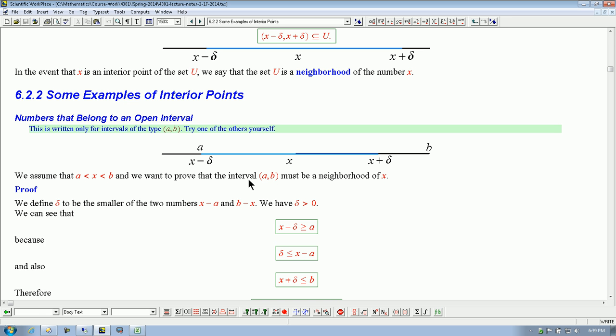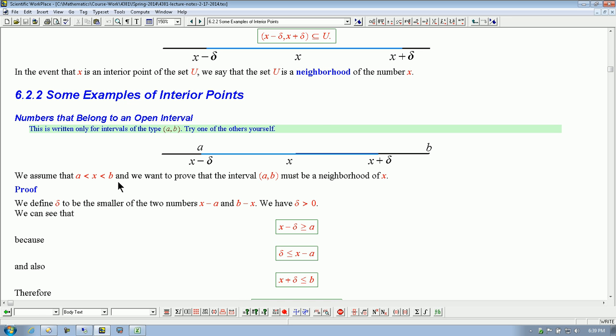When a number is an interior point of a set, the set is called a what? Begins with N. A neighborhood of the number. What does it mean when a set is a neighborhood of a number? It means that the number is an interior point. What does it actually mean? It means there exists delta, not for every. There exists delta greater than 0 such that the stick center x radius delta is a subset of the given set, whatever you call it, U or Rumpelstiltskin or whatever you call it.